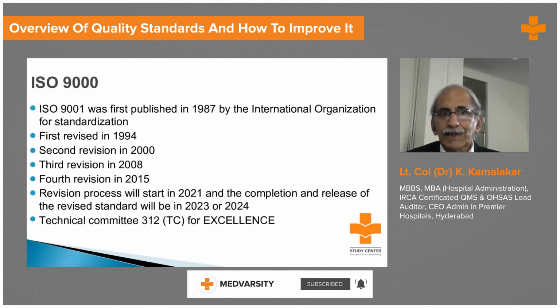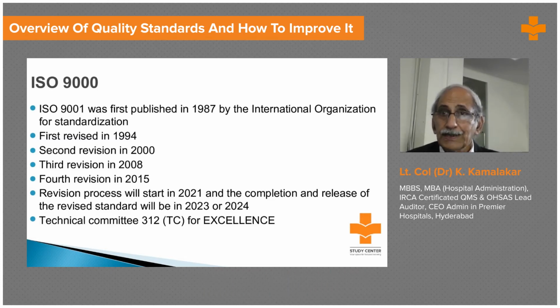Now, to start with ISO 9000, ISO 9001, that is the quality management system. There are other ISO standards like 14,000 for environmental management, 45,000 for occupational health and safety, 22,000 for food, 27,000 for information security. There are several ISO standards, but we are here talking about the quality management system only when we talk about healthcare hospitals.